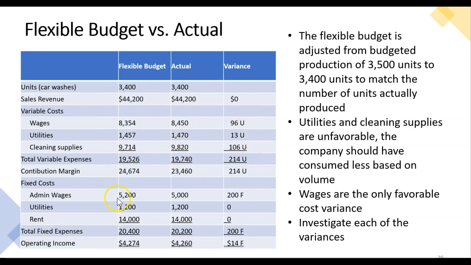So if you look at our fixed cost budget as well, you can see a variance. We had only $5,000 in wages and our budget was higher at $5,200, so we wound up with a $200 favorable variance in our admin wages. So that can be researched as well.